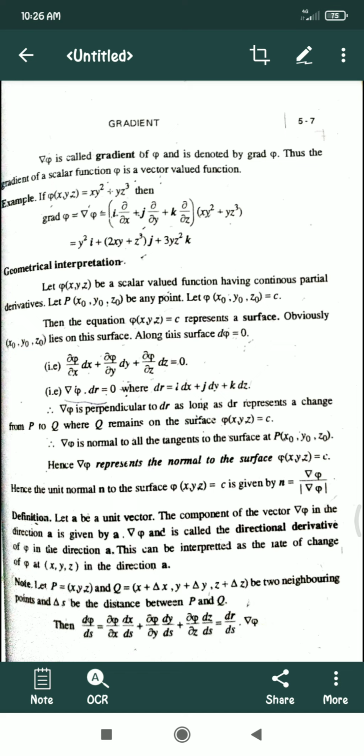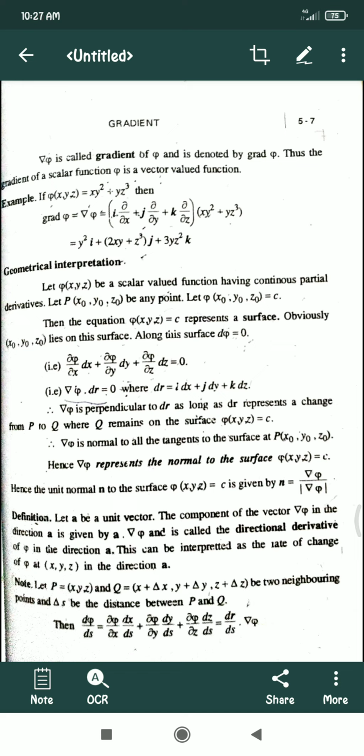Here we have derived the n value, n equal to del pi by modulus of del pi. So this is the tangent representation of the pi function. Before that, we have to be clear about the directional derivative. So here we have chosen a unit vector A and the component del pi. So the directional derivative is defined by the direction of A. It can be interpreted as the rate of change of pi at some point in a direction A.